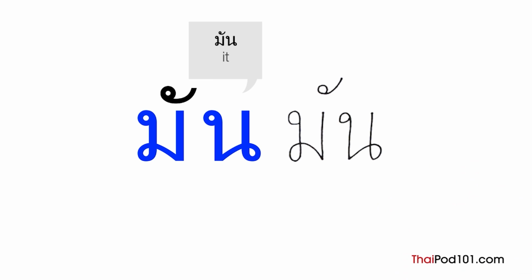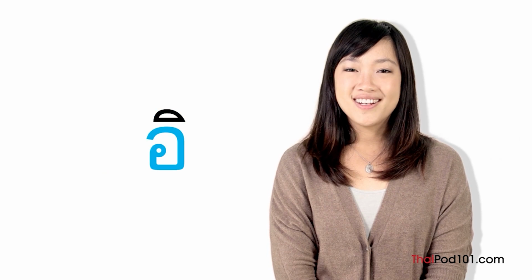มัน. The other short vowel is สระอิ. It makes the sound i like the y in happy. สระอิ goes above a consonant, just like the long vowel สระอี. The only difference is สระอิ doesn't have a vertical line. Okay, now you write it.